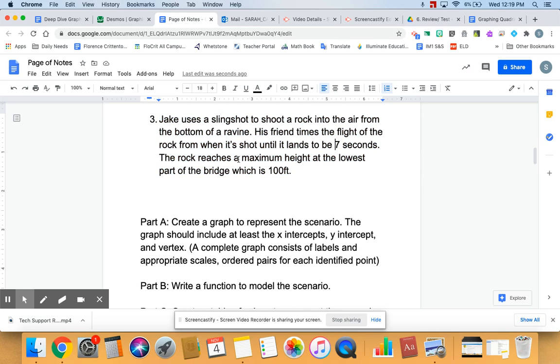It's telling you the rock reaches a maximum height at the lowest part of the bridge. So he's standing under a bridge, at the bottom of a ravine, and he's shooting it up. The bridge is 100 feet above him, and the rock reaches 100 feet tall and then comes back down. So that's the situation here.